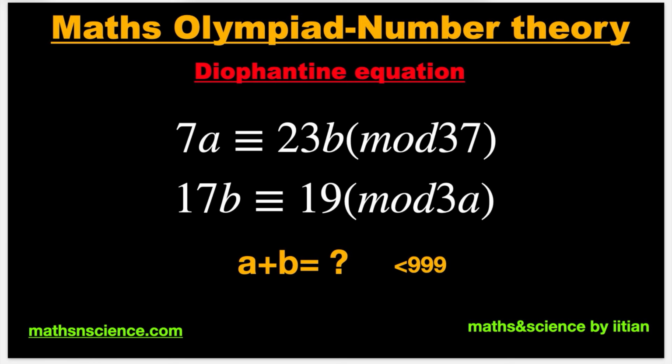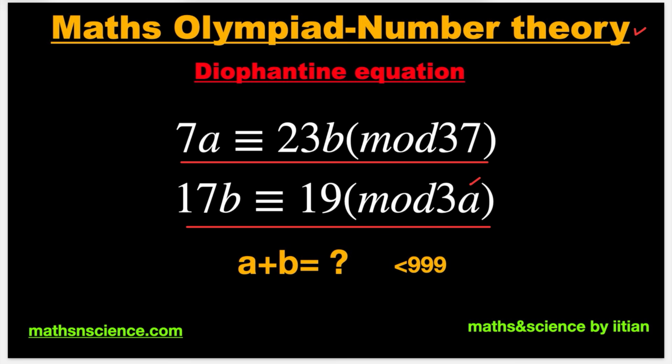In this lecture, we will be talking about a Diophantine equation, a Maths Olympiad number theory problem we will be solving. It involves congruences, modular arithmetic, Diophantine equations and integer optimization. Here, we will be solving the equation 7a congruent to 23b mod 37, 17b congruent to 19 mod 3a. You see here, 3a.